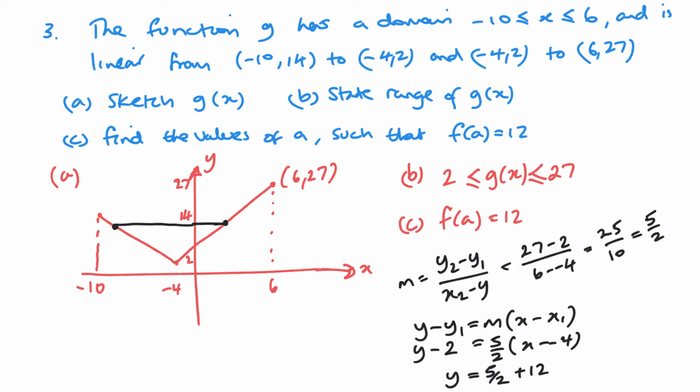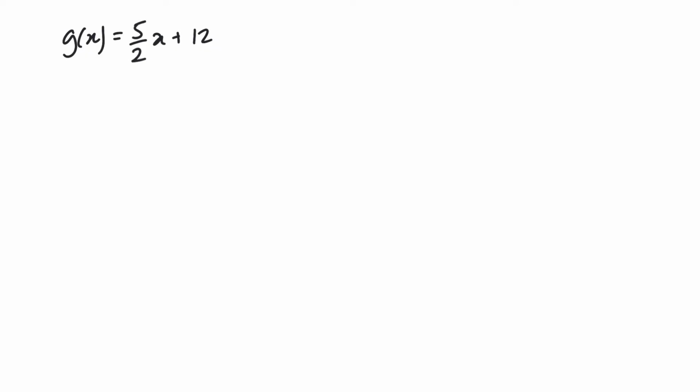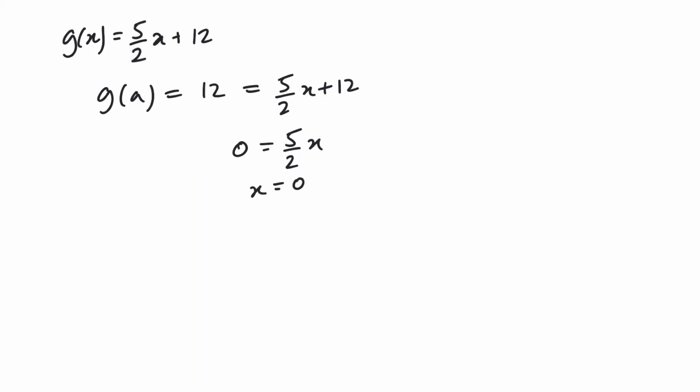Just going to go onto a separate page. And before I do, I should put that x in there. Also, just while I'm looking, I do this sometimes, I've written f of x when it should clearly be g of x. Don't know why I do that sometimes. I think it's just force of habit. So g of a equals 12. That's what we're looking at. So that equals the 5 over 2x plus 12. Take away 12, so we get 0 equals 5 over 2x. So x must equal 0.